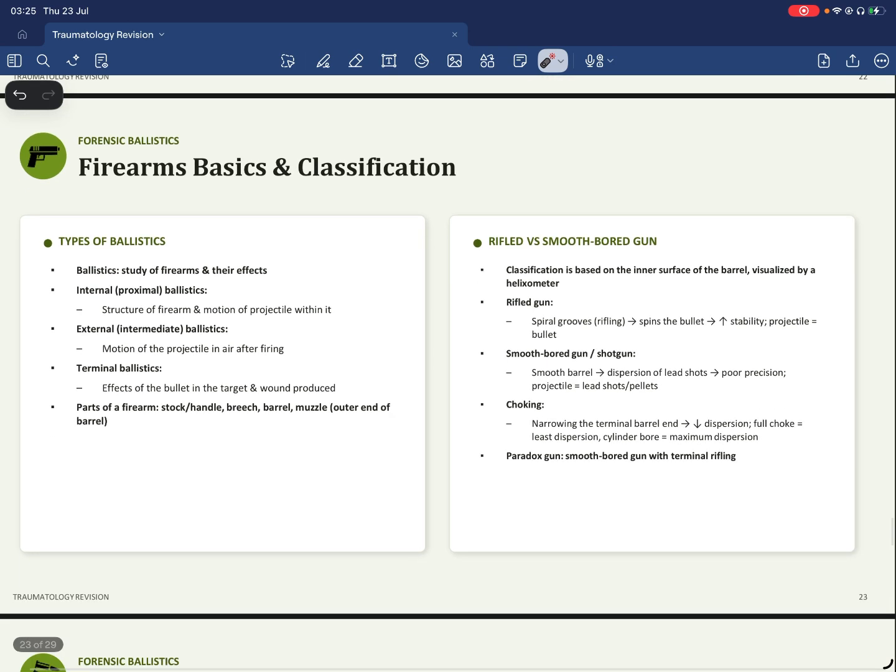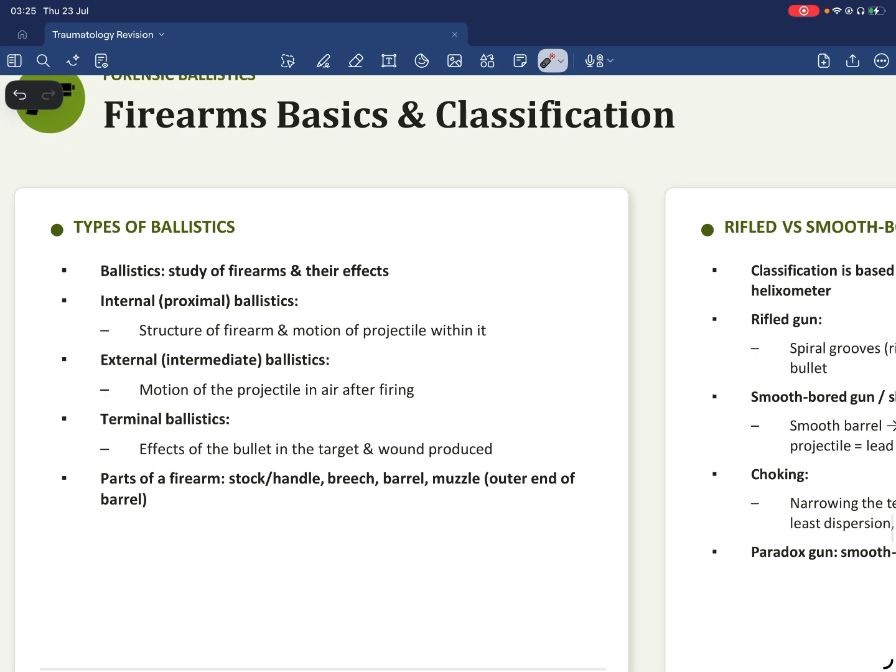Firearms and their classification. Ballistics is the study of firearms and their effects. Internal ballistics is the study of the structure of the firearm and the motion of the projectile within it. External ballistics is the motion of the projectile in air after firing. Terminal ballistics is the effects of the bullet in the target and the wound produced. Parts of a firearm we have stock, handle, breech, barrel, muzzle.